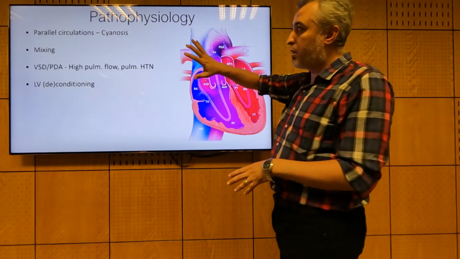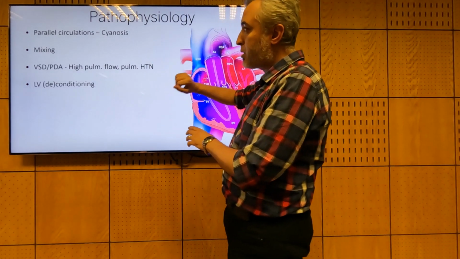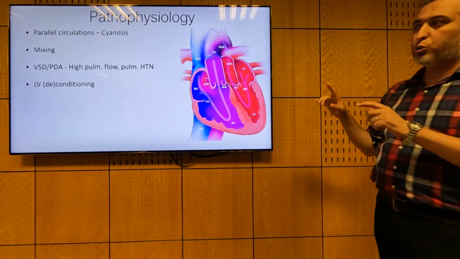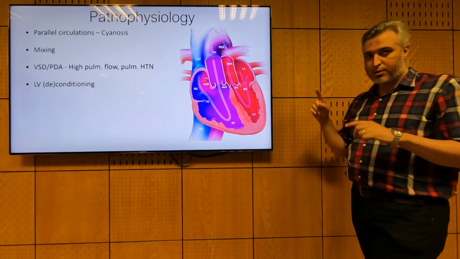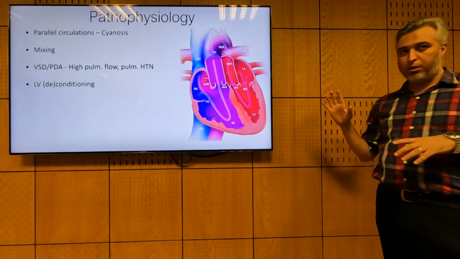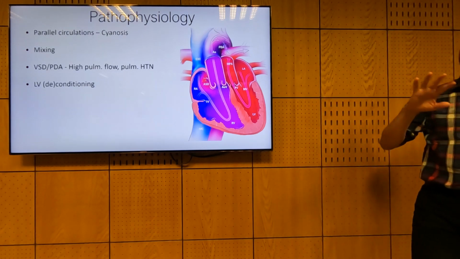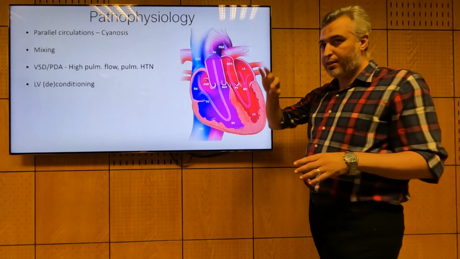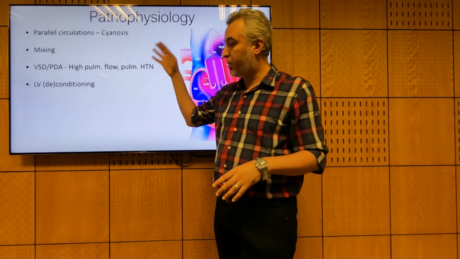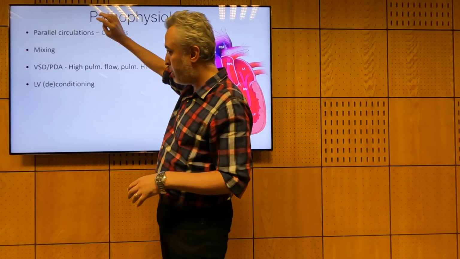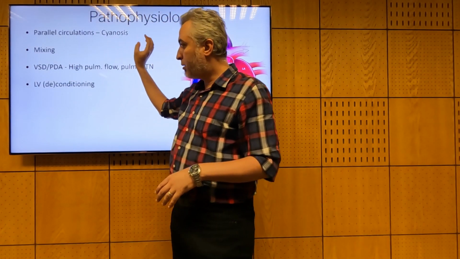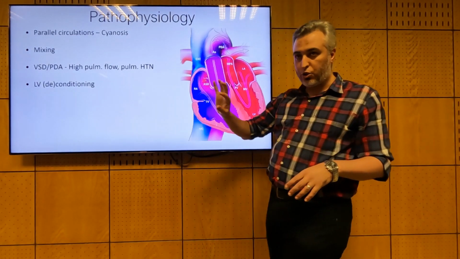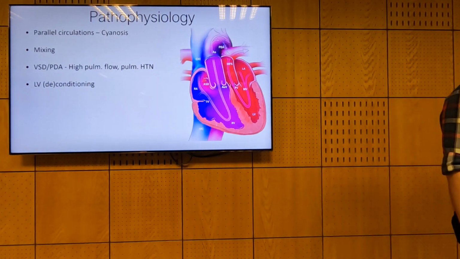So these are the important parameters when we go through different associations to discuss management. How much cyanosis? Is the patient very cyanotic or less, depending on pressures, presence of mixing? Does he have a VSD or a PDA or not? And the state of the LV, is it conditioned or deconditioned?